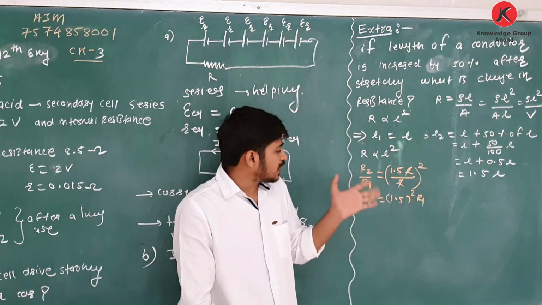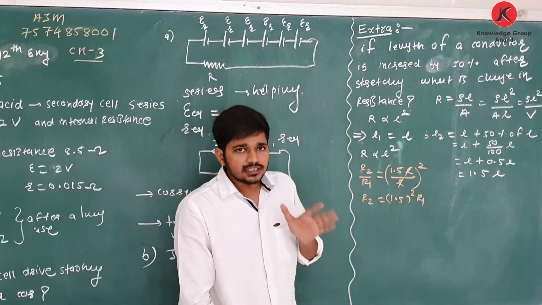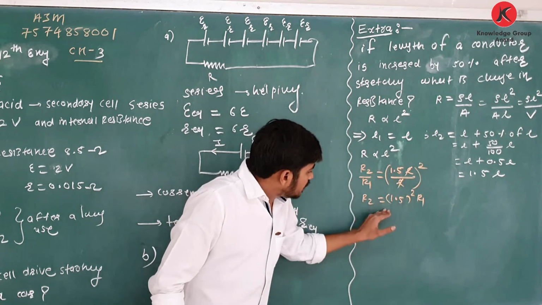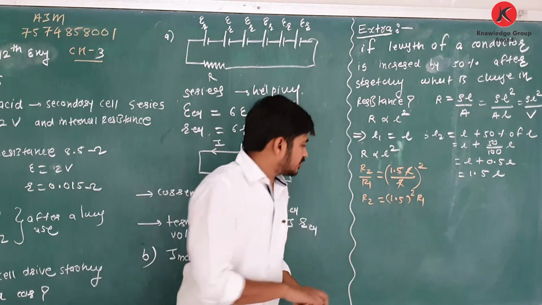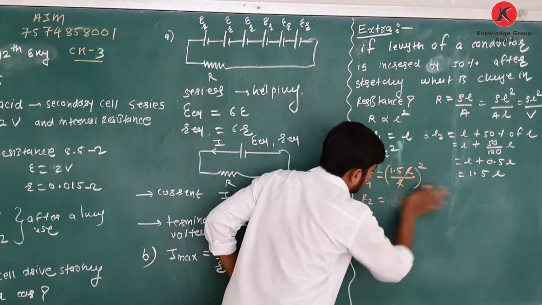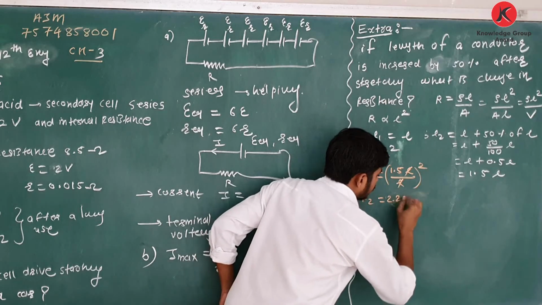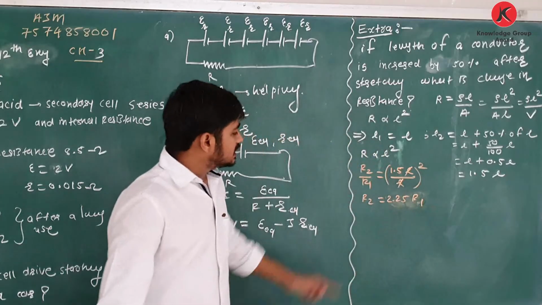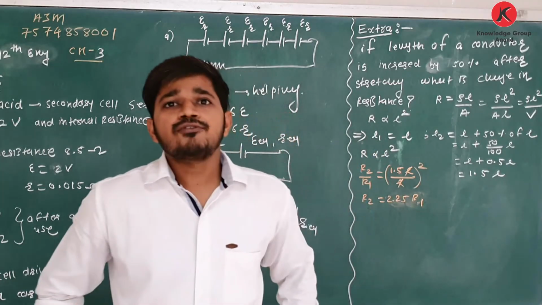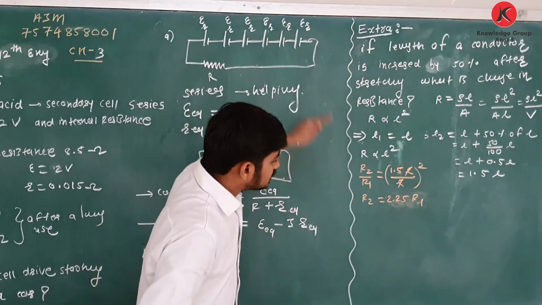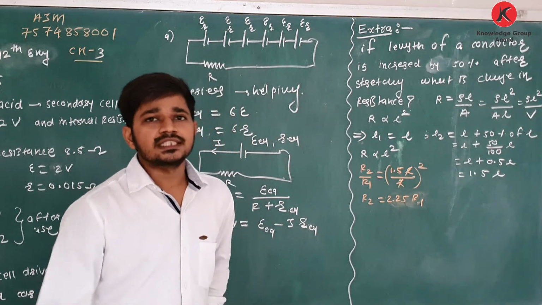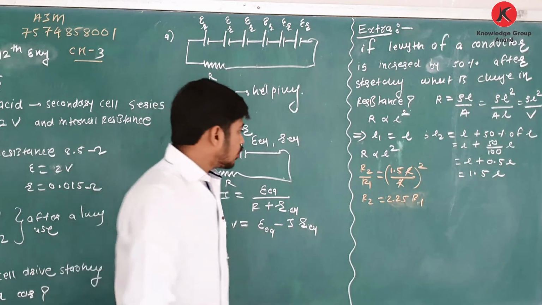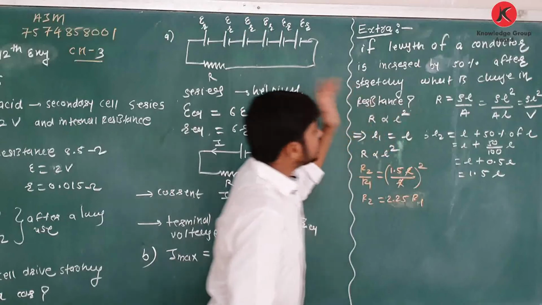What is 1.5 into 1.5? It is 2.25. Yes or no? So R2 is equal to 2.25 R1. R2 means if length increases, resistance increases. Yes or no? Yes, it is. Clear about this? Okay. Now, what is change in resistance?